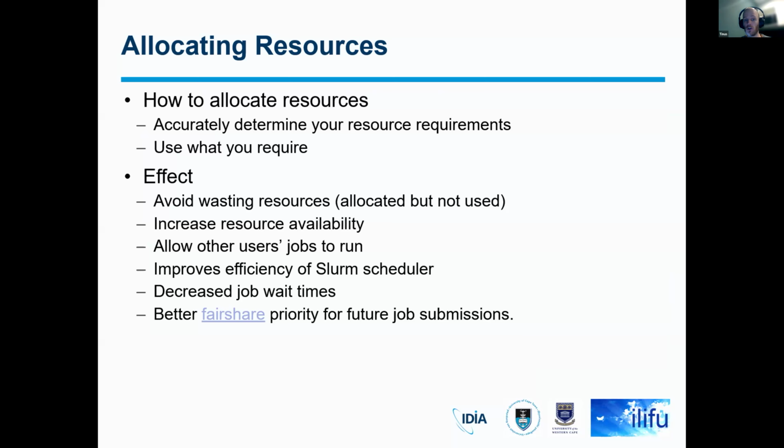It'll also have benefits for your own jobs, because Slurm uses a priority queue for job queuing. If you use fewer resources on the cluster, your fair share rating will not be decreasing as much. And this is the main factor that goes into determining your priority on the cluster. So in general, you'll have a lower waiting time for your own jobs as well, if you don't request more resources than you need.